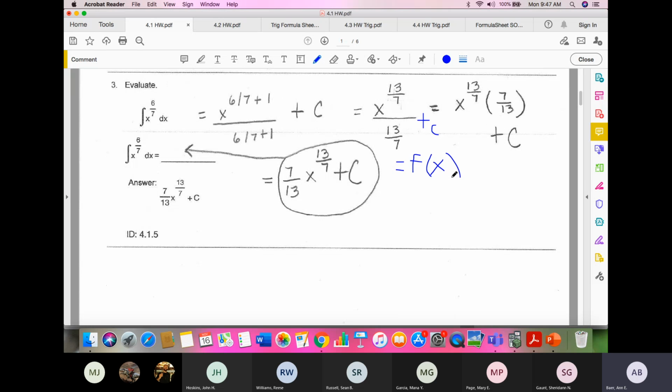How can we check? We can just differentiate this function. So we went backwards to anti-differentiate. Now to check your work, you want to take your original function, take the derivative, and see if you get this integrand right here. That's what we want. So if we differentiate here, we write down that 7 over 13.